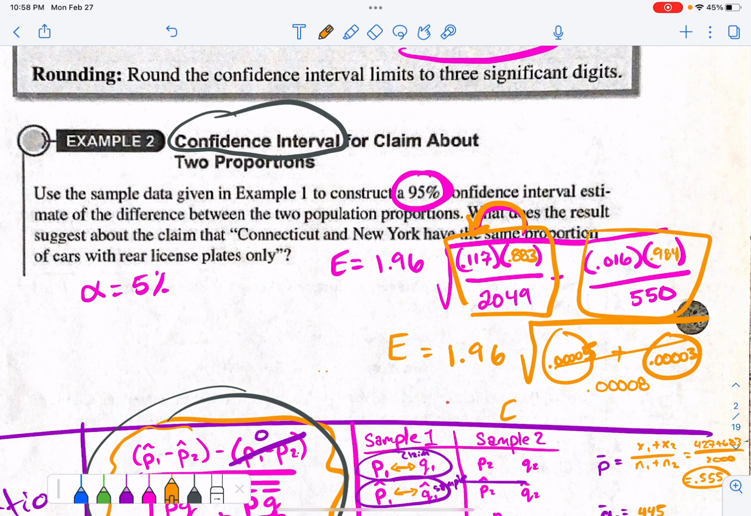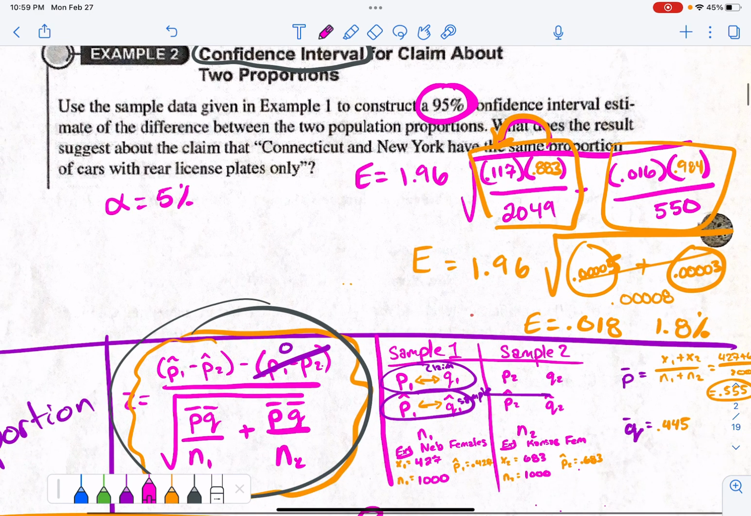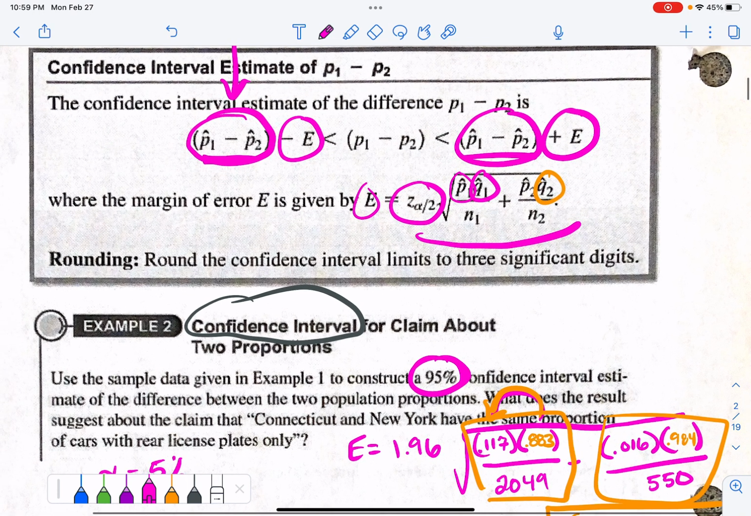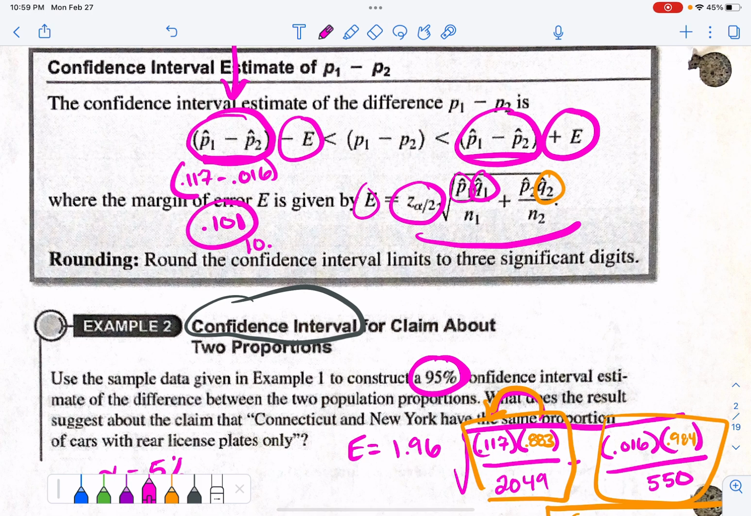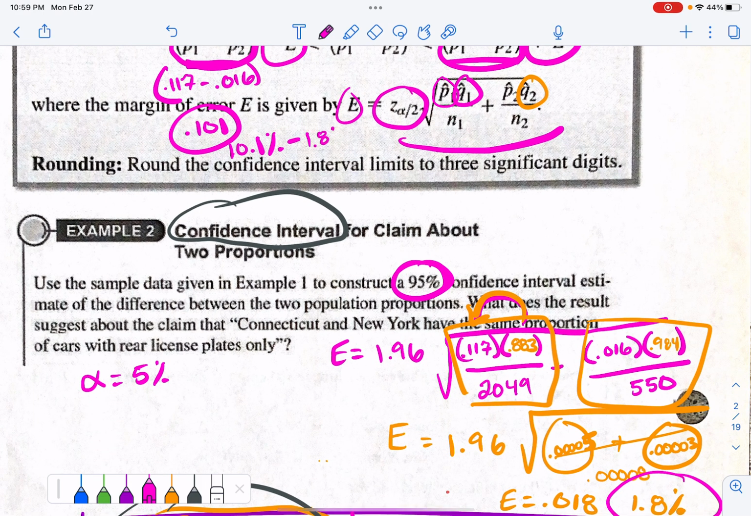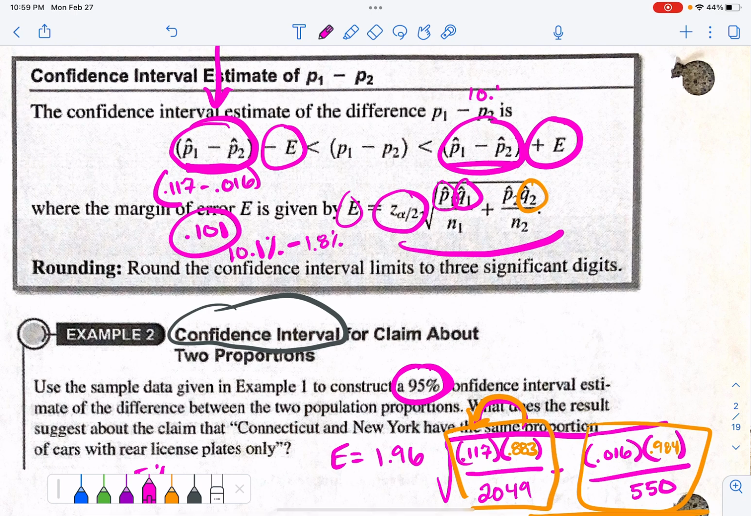times 1.96. So the error is going to be 0.018, let's say, which is 1.8% error. What that means is that we're going to take our p hat 1 and subtract our p hat 2. So this is 0.117 minus 0.016. And if I subtract those, I get 0.101. Okay, 0.101 is 10.1%. So I'm going to subtract from that my error, which is 1.8%. Then I'm going to do 10.1% and add the 1.8%.